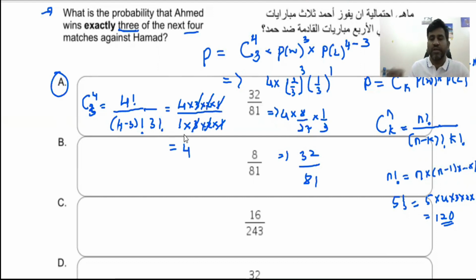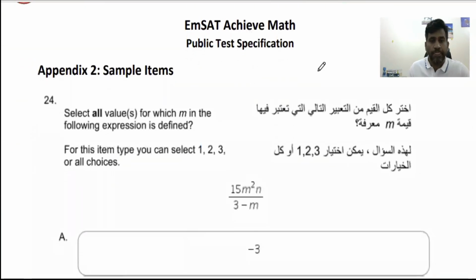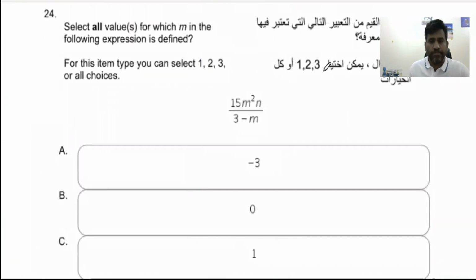You can just insert this. If you know how to work with combinations in a calculator, just select the combination option, 4 comma 3, insert it, and you're going to get the answer. Or if not, you can do it in this way. After just writing it this way, you can use a calculator. All right, okay, let's go to the next question.